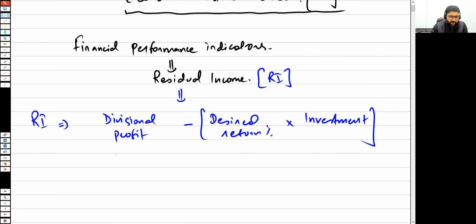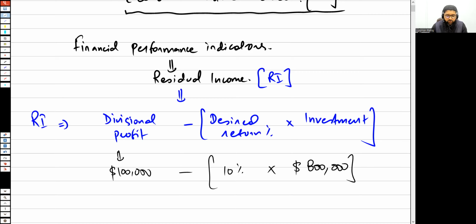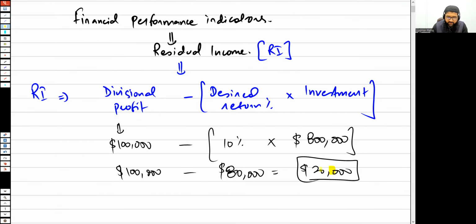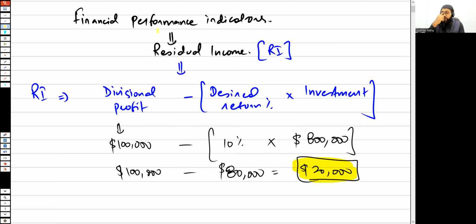So let's say, for example, a business has a divisional profit of 100,000, a desired return percentage of 10%, and the investment in this business has been, let's say, $800,000. So you would say 100,000 minus $80,000 gives you $20,000. This is going to be considered as residual income. So 20,000 is your residual income.